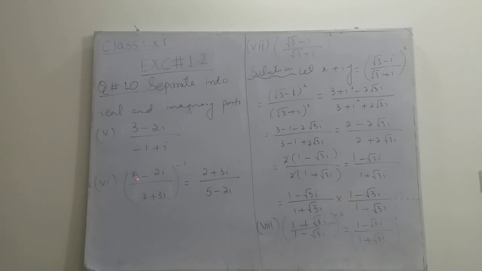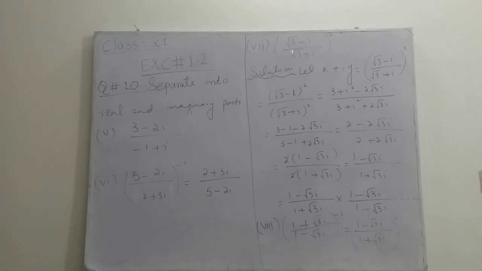Part 6. ((5 minus 2 iota) divided by (2 plus 3 iota)) whole raised to power minus 1. Now we can write it as ((2 plus 3 iota) divided by (5 minus 2 iota)) whole raised to power 1. That is, no need to write the whole raised to power 1. It means when we take its reciprocal, the sign of the power becomes plus 1. Then we will solve it by using the same method as for part 5, that is multiplying and dividing by the conjugate of 5 minus 2 iota, that is 5 plus 2 iota.